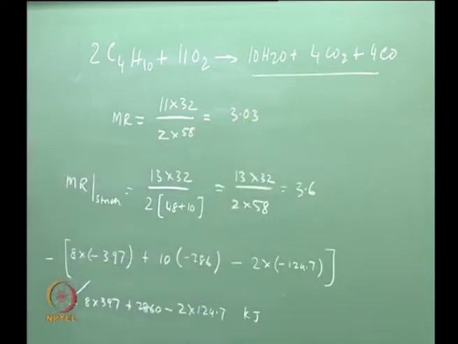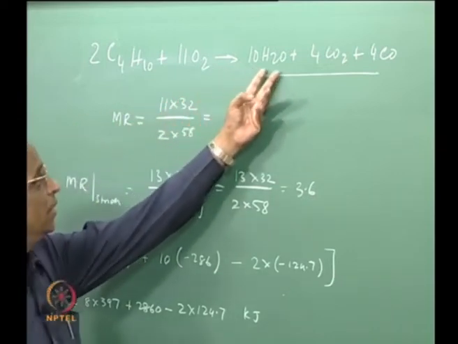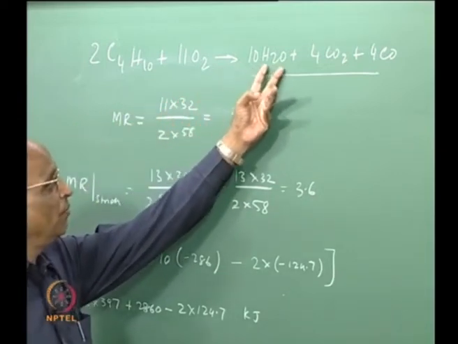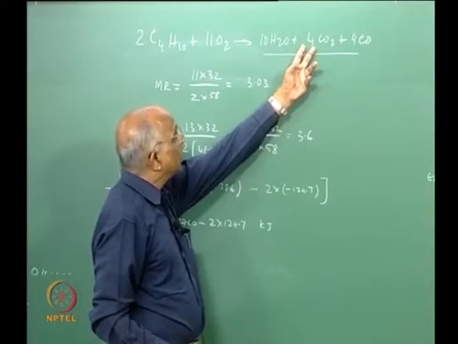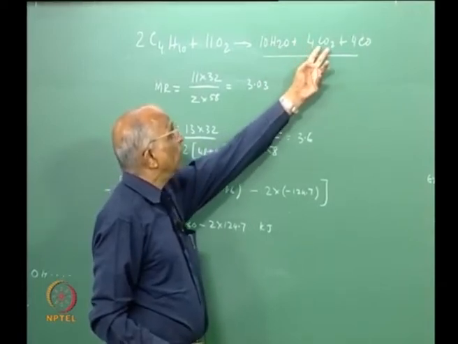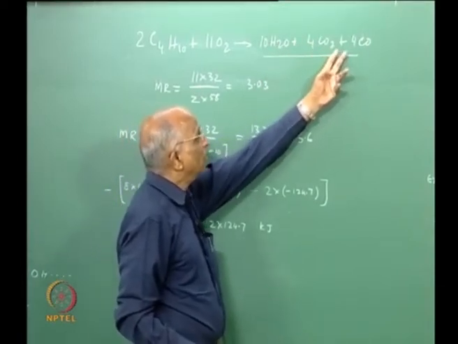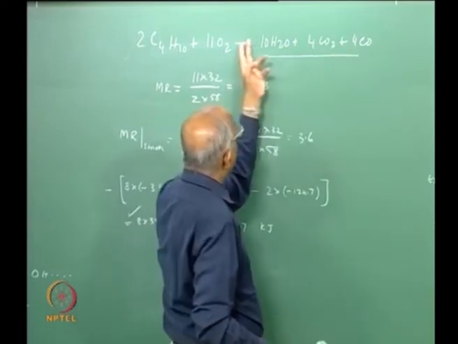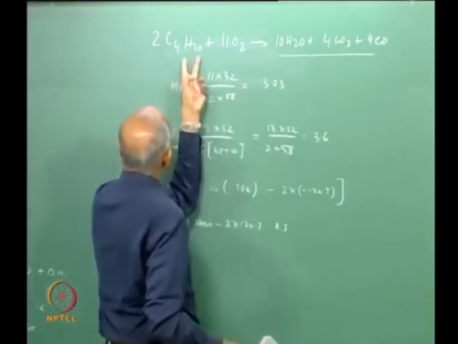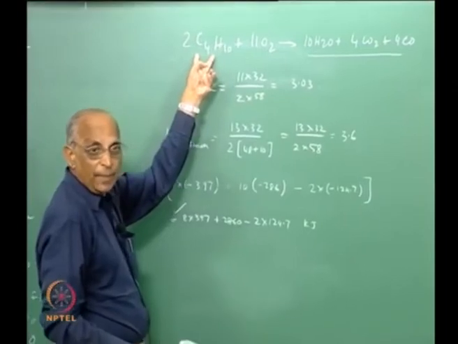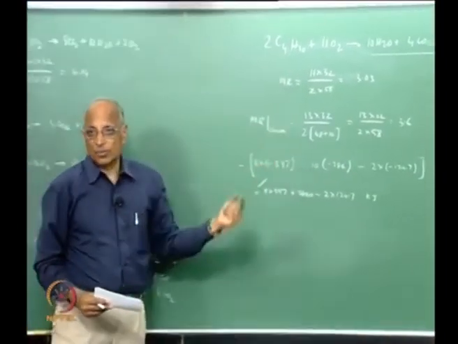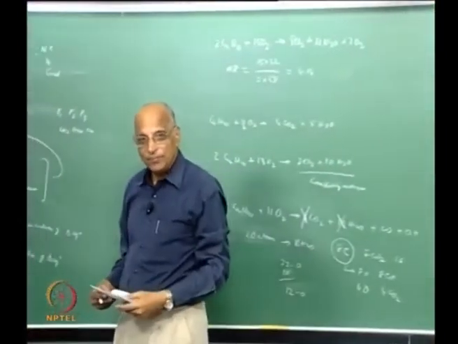And what is the heat liberated in this reaction? The heat liberated in this reaction is minus of 10 into the heat of formation of H2O, plus 4 into this, which is a minus value, plus 4 into this, and minus of the total thing, minus the heat coming over here. And is it going to be higher or lower compared to stoichiometry?